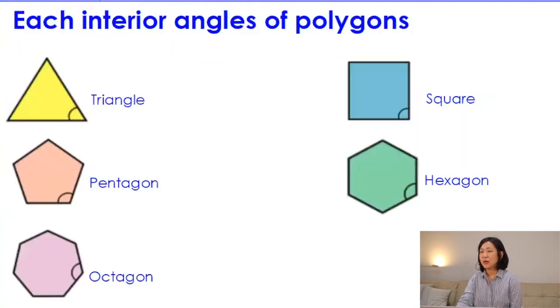Now let's move on to finding each interior angle of a polygon. Now these are all regular polygons, right? We've got an equilateral triangle, a pentagon, a square, and a regular octagon.